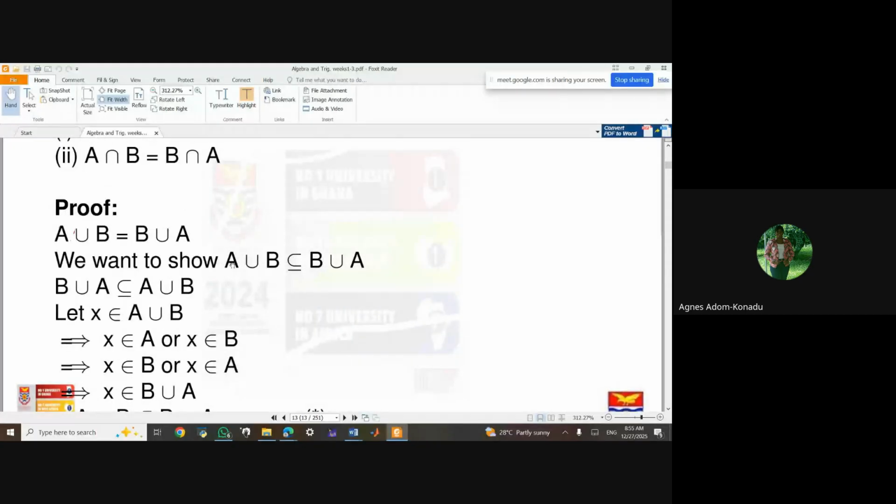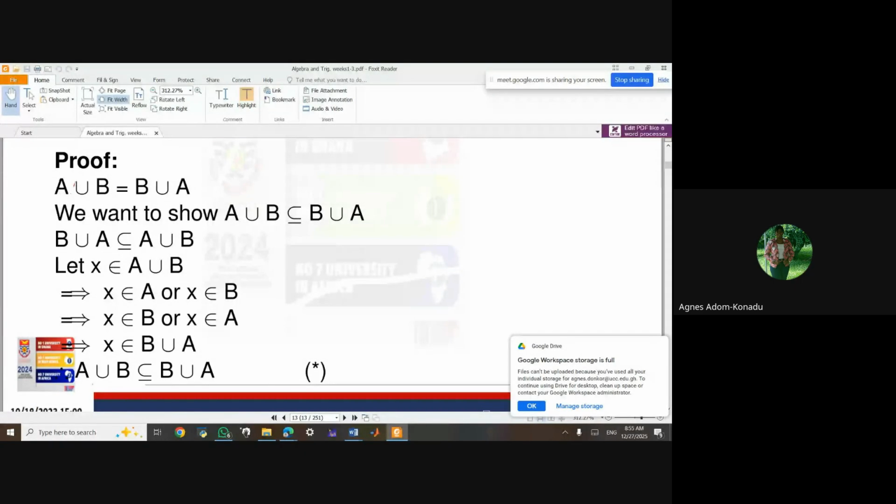So first, you take either the left or right hand side. You take the left hand side, you choose x in A union B. And I told you that we use "or" for union. So this means that x is in A or x is in B. And we can rewrite this as x is in B or x is in A. Then if I want to change the "or" to union, I'll say that x is in B union A. So I've been able to move from the left to the right. So it means that A union B is contained in B union A.